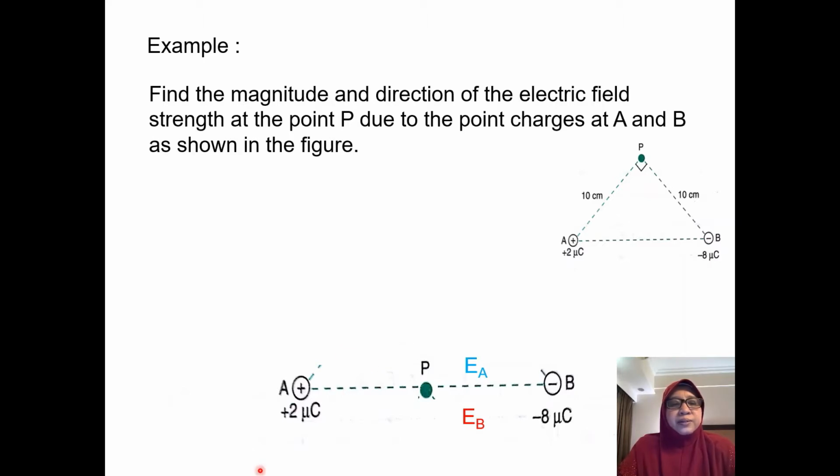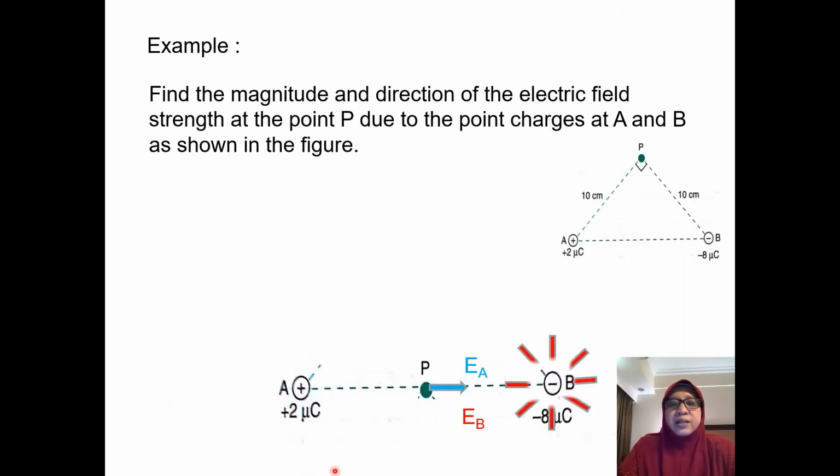We know that for the positive point charge, the pattern of electric field is radially outward. So at point P, the direction of the electric field should be to the right. So just choose one line from the electric field along the line joining A and B. So the electric field is to the right, or towards B. Okay, we do the same for point charge B.